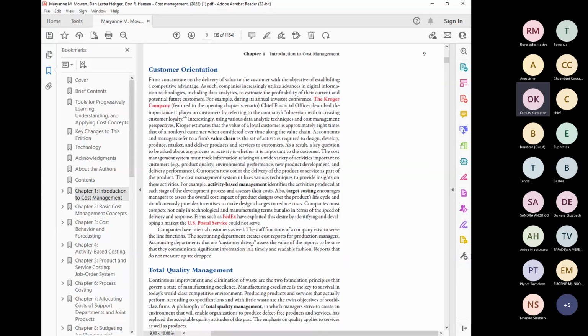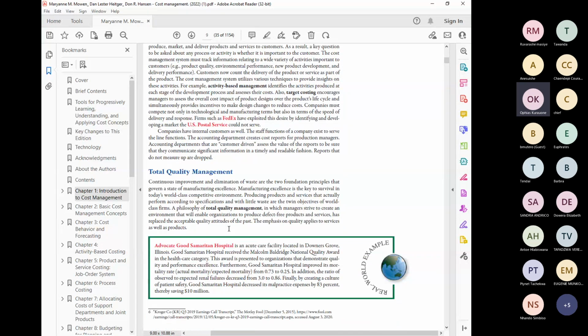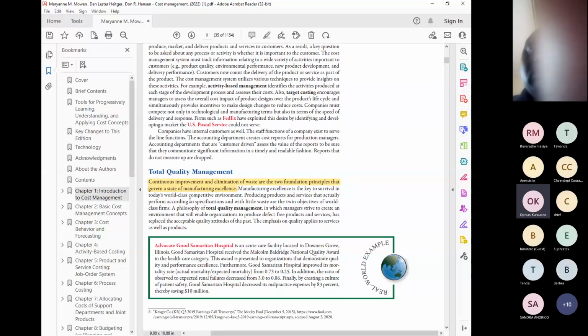Total quality management, TQM, is very important to understand. Both continuous improvement and elimination of waste are two foundation principles that govern the state of manufacturing excellence. So be very careful. You need continuous improvement. If you don't improve and you fold your arms, you might find yourself out of business.